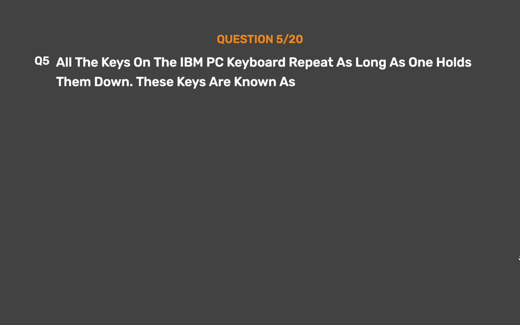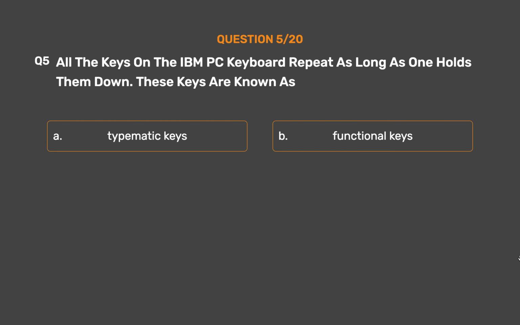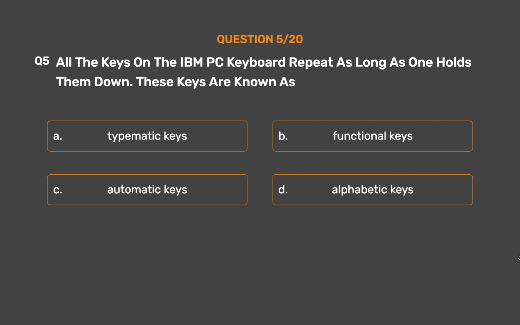Question number 5. All the keys on the IBM PC keyboard repeat as long as one holds them down. These keys are known as Option A. Type-o-matic keys. Option B. Functional keys. Option C. Automatic keys. Option D. Alphabetic keys.